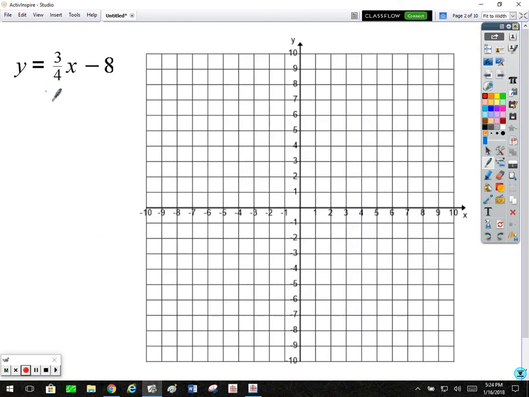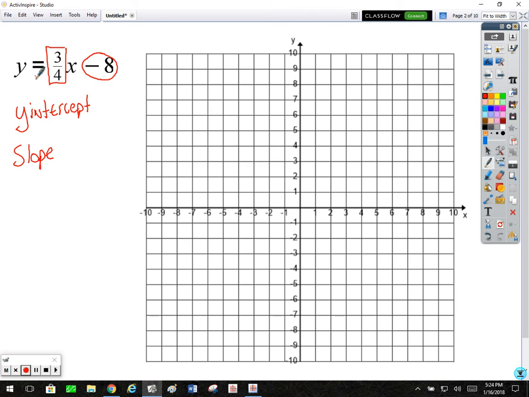The first problem I'm given here, I want to graph this equation, y equals 3 over 4x minus 8. Well, the first thing I need to know is where to start, and we talked about that. This is our y-intercept. This is our starting point. That means it's where it's going to cross the y-axis, and then we have our slope, which is the number in front of x. We circle our y-intercept, and we put a box around our slope.